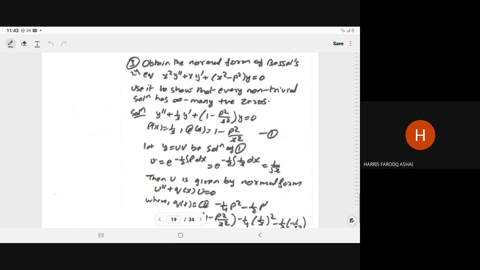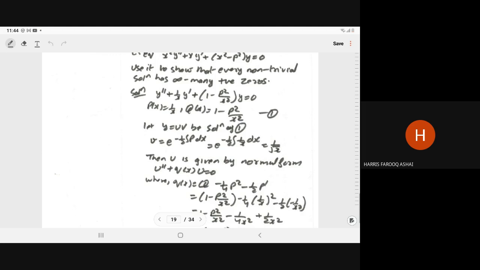So first we convert it into the normal form using the substitution y is equal to u into v, where v is e to the power minus half integral p dx, and p is 1 by x. So e to the power minus half integral 1 by x dx, that will give you 1 upon root x.